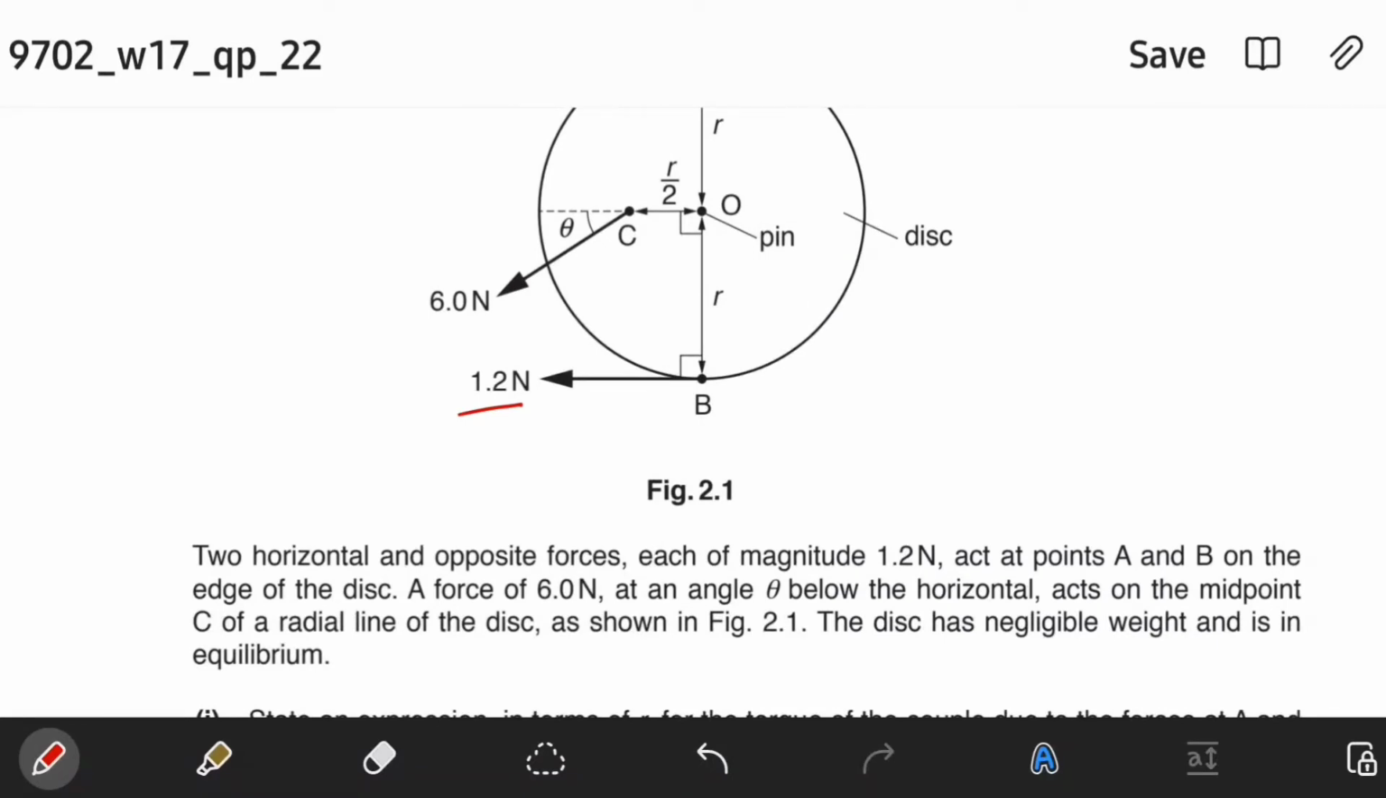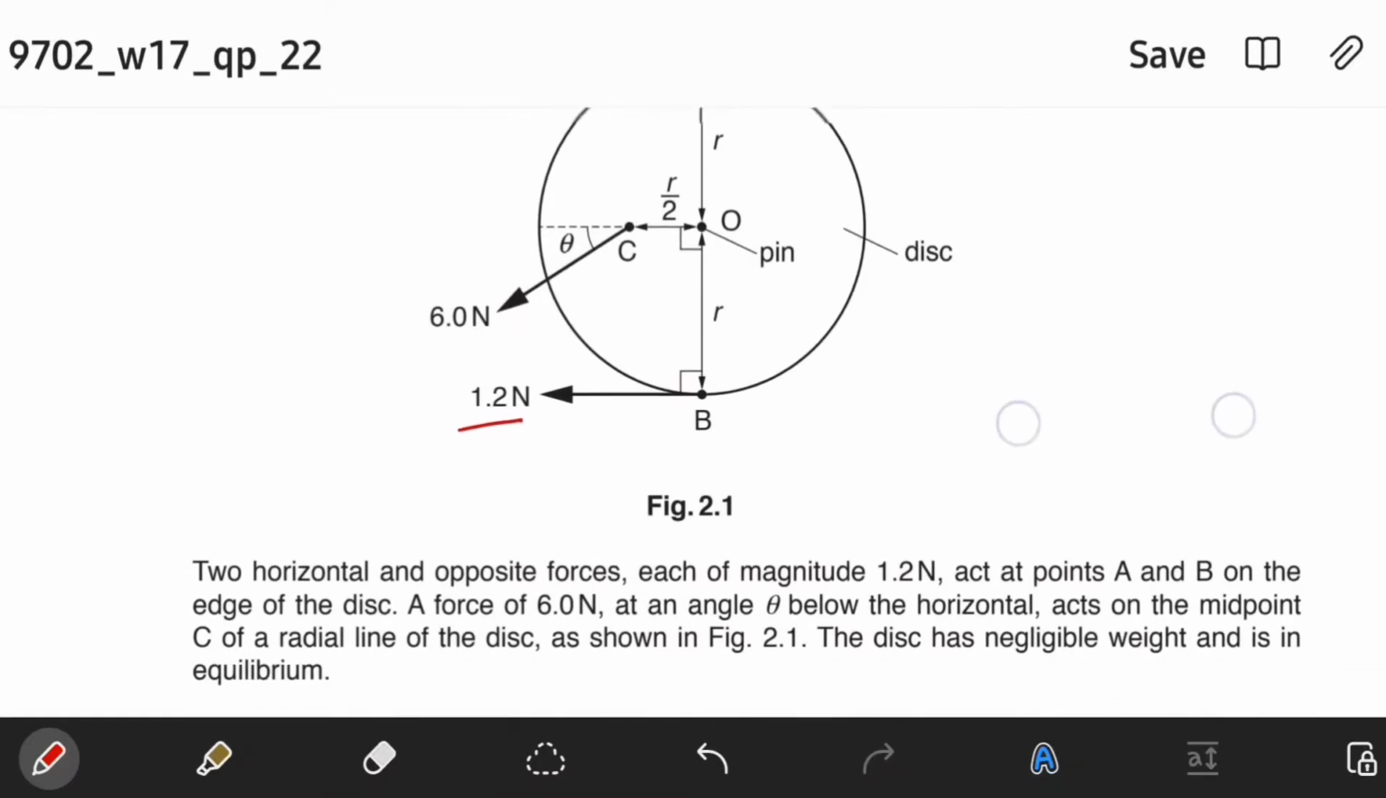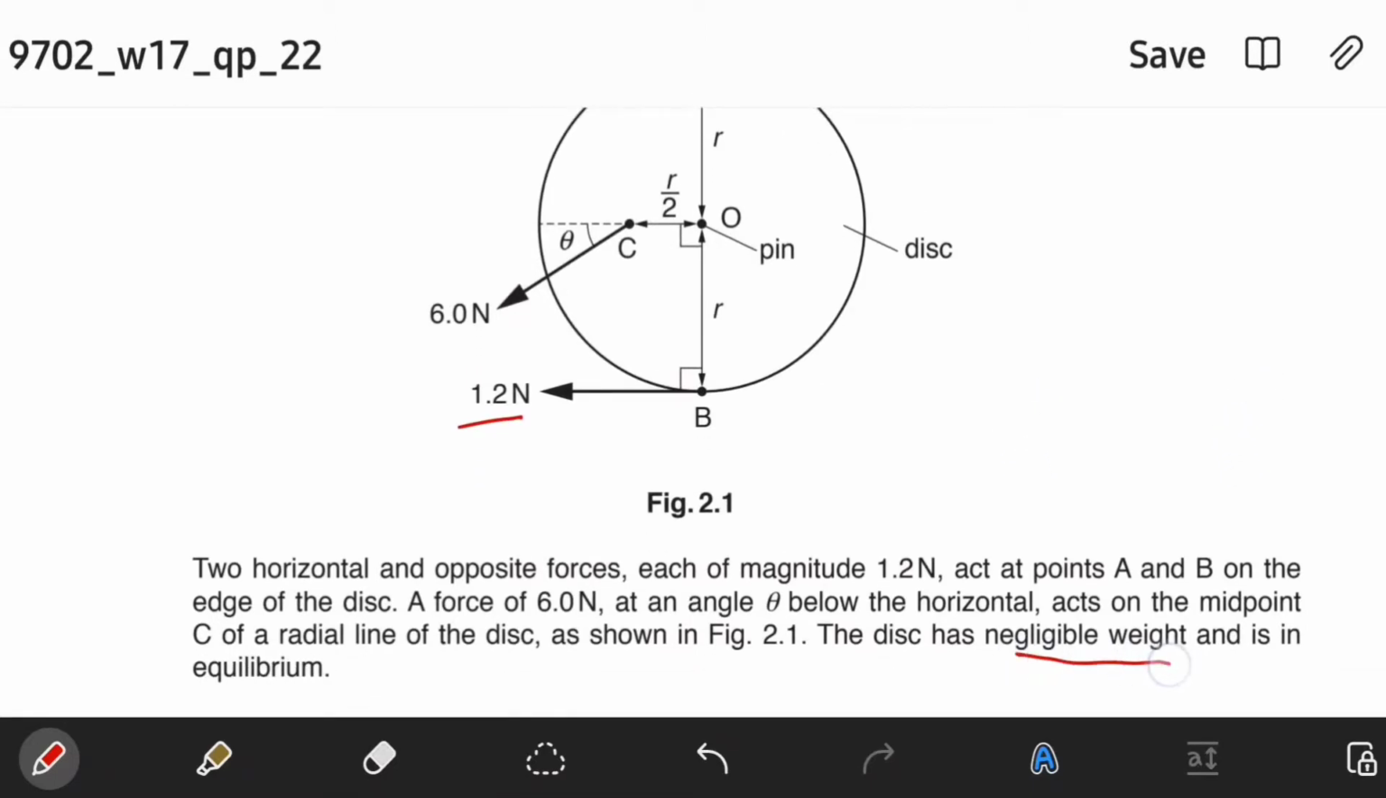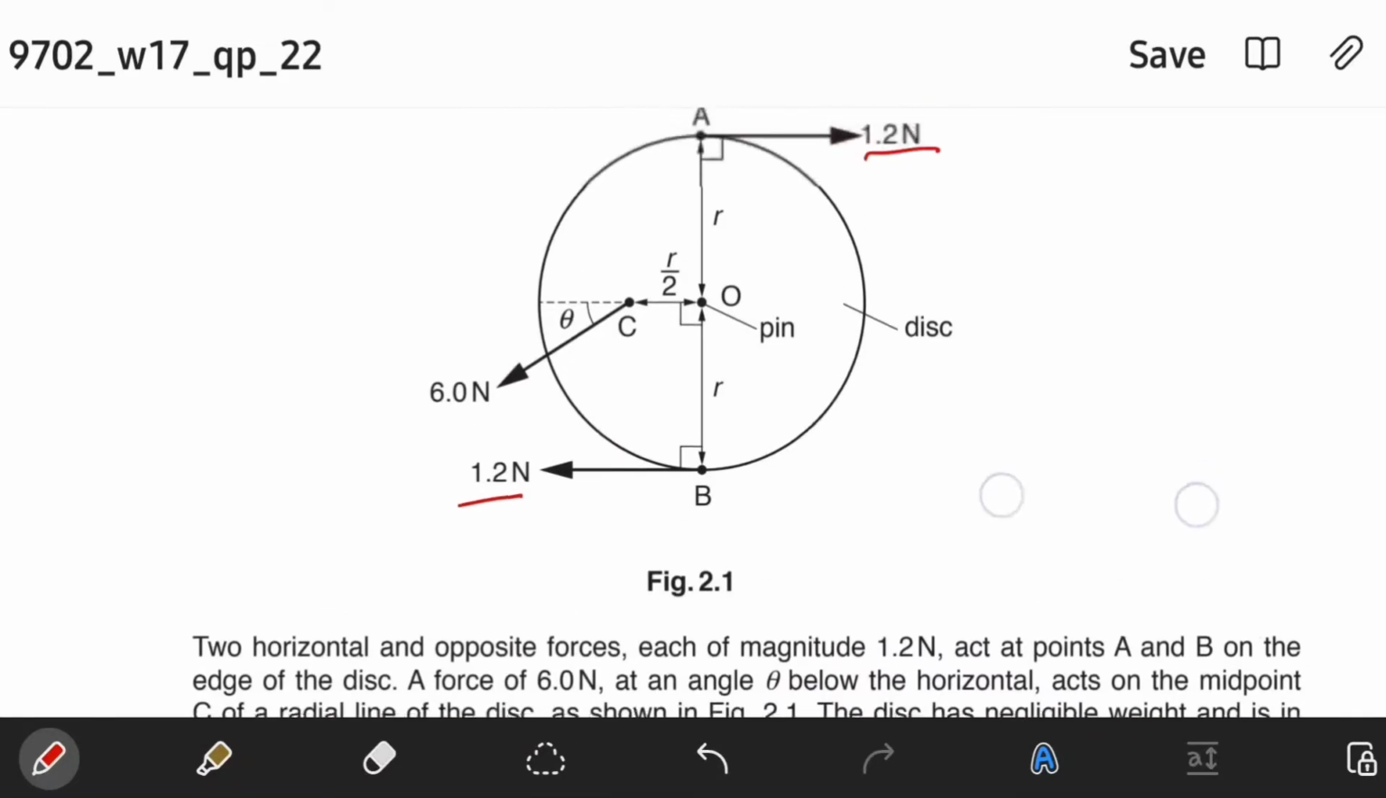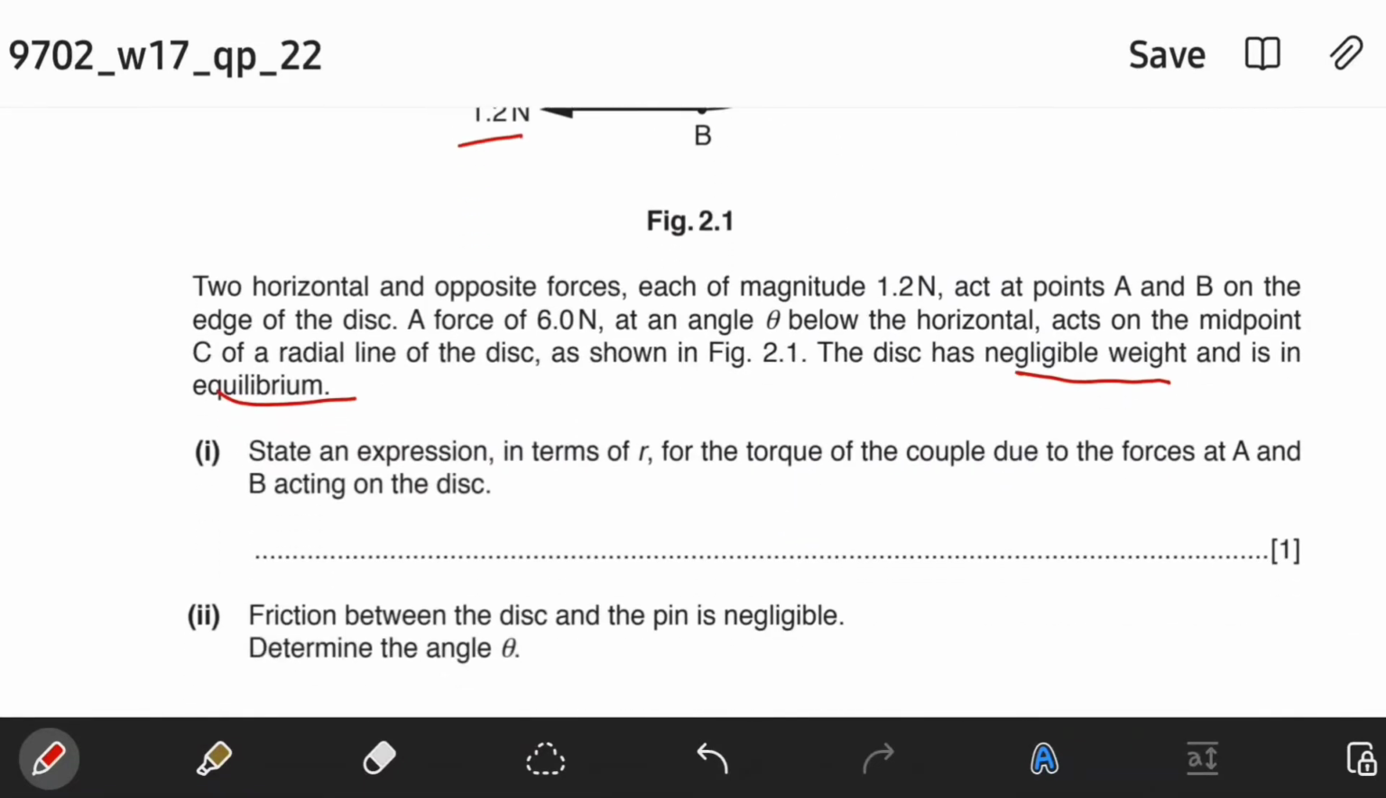C of a radial line of the disk, as shown in figure. The disk has negligible weight and is in equilibrium. State an expression in terms of R for the torque of the couple due to the forces at A and B acting on the disk.